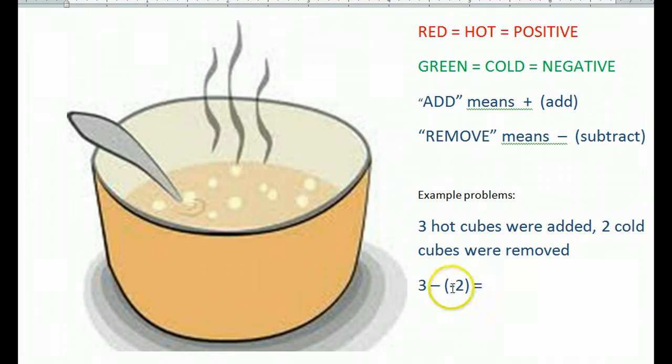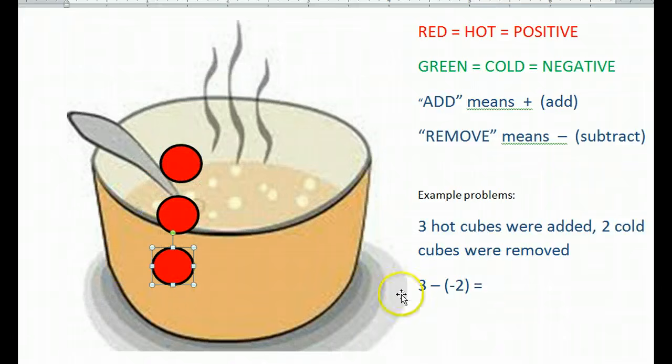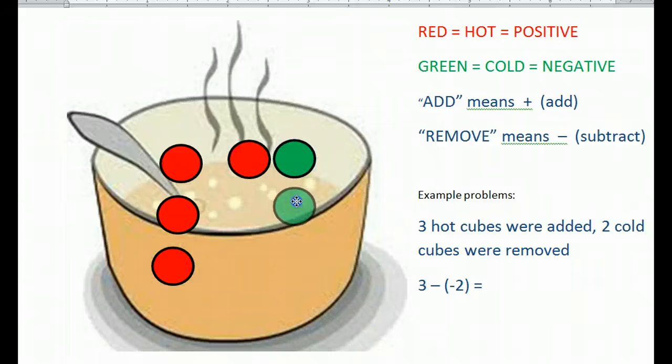So I've got to find out what 3 minus negative 2 equals. So let me throw in my 3 hot cubes. 1, 2, 3. They are added. I've got to remove 2 cold cubes that aren't there. How do I remove something that's not there? Well, I'm going to bring in 0 pairs. Here's a 0 pair. And there's a 0 pair.